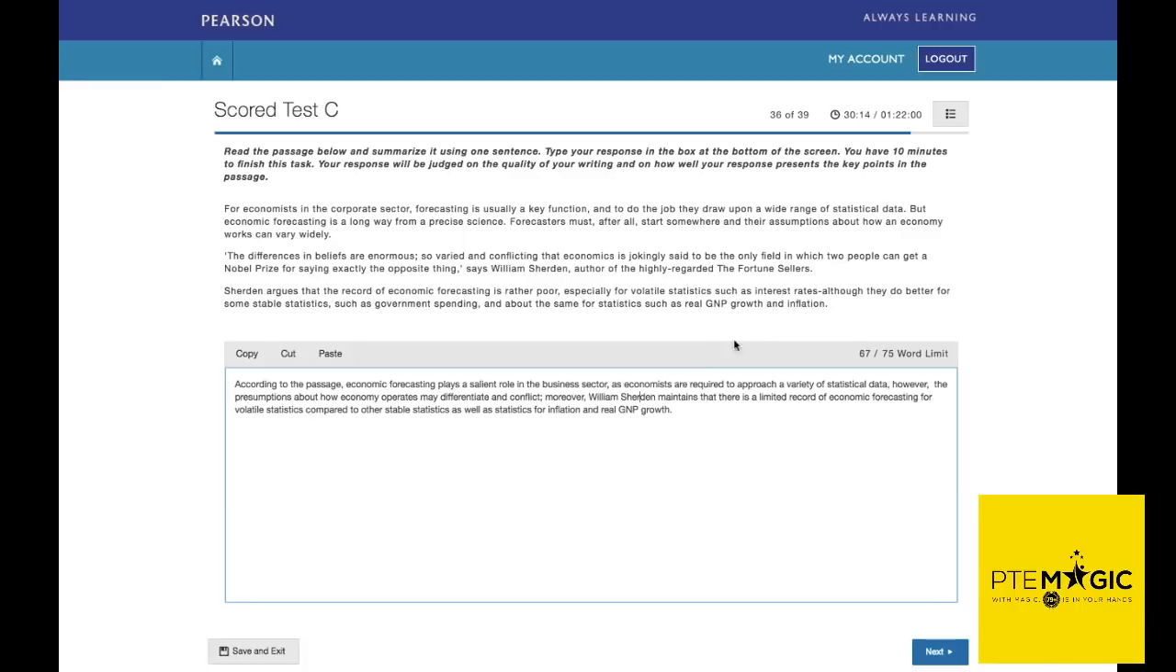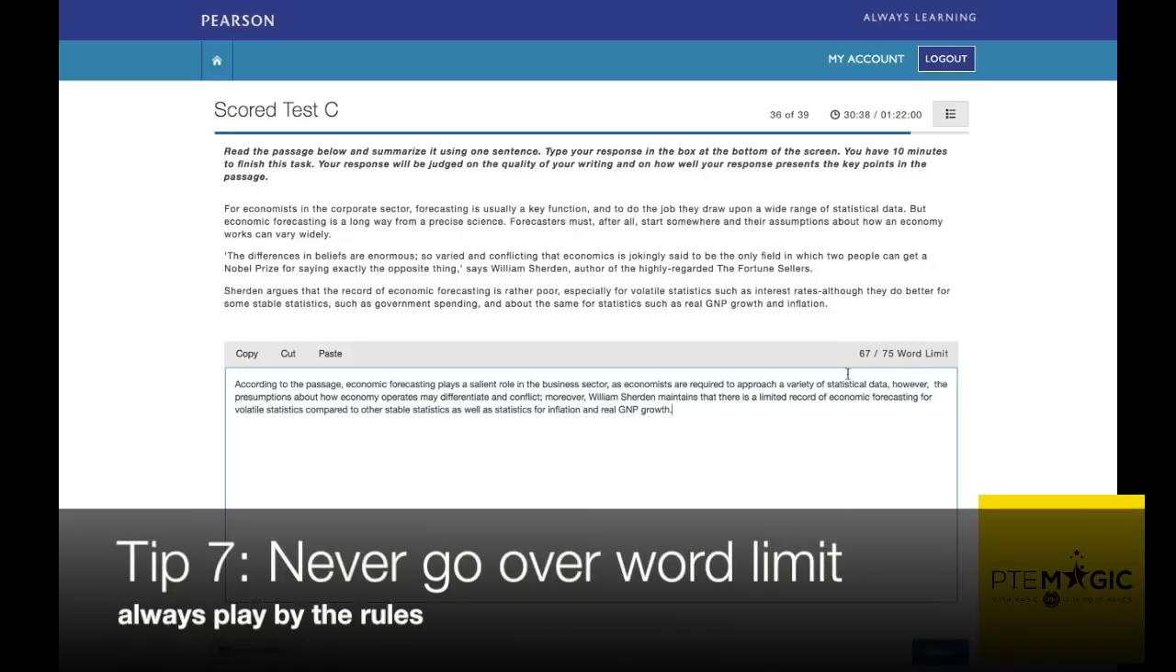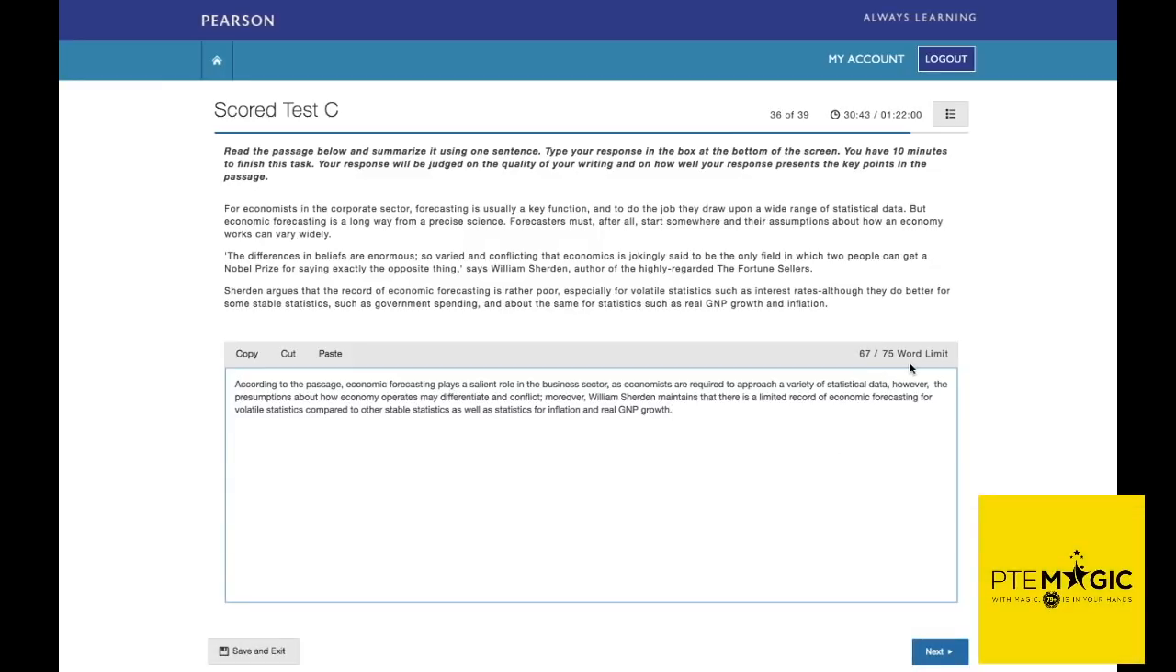I changed the order for inflation and real GNP growth. So this way, we can ensure that we include all the keywords, because you know some of you may not even catch which one are the main points and the main keywords. So we need to include all the words that related to this topic specifically, and we need to stay within the word count. All right, no more than 75 words. Okay, let's move on.